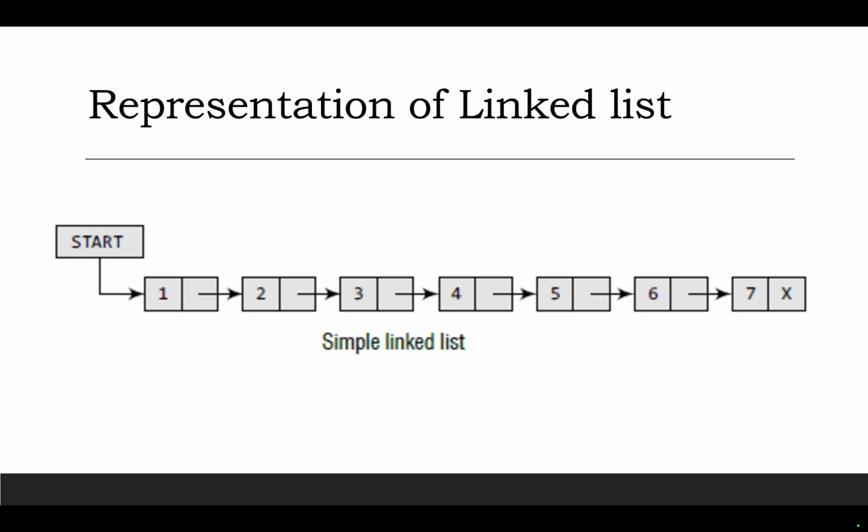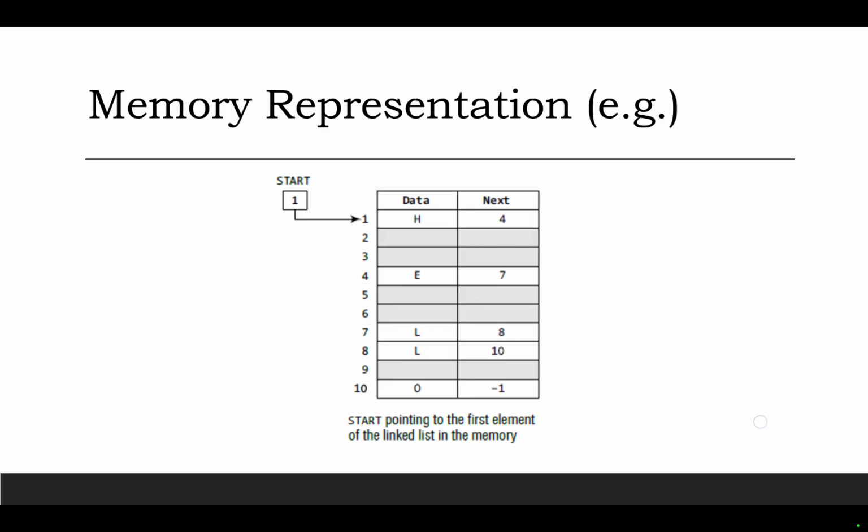This is the representation of the linked list. The first node is the start node, or head node. The first part contains data, and the second part contains the address of, or pointer to, the next node. In the last node, the address part denotes null, meaning that after this particular node there is no other node. The linked list is classified into many types: singly linked list, doubly linked list, circular linked list and doubly circular linked list. These are the different variations of the linked list.